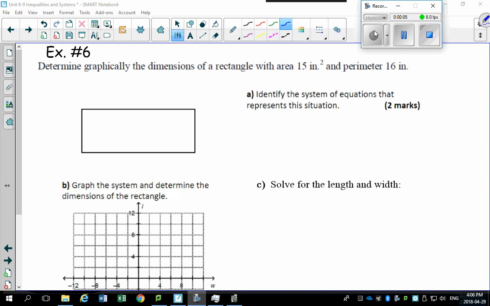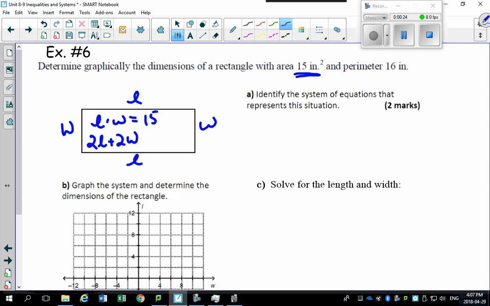It says, determine graphically the dimensions of the rectangle with an area of 15. Wait a second. Area means length times width. So length times width equals 15, looks like inches squared. And perimeter, which is length plus a length, width plus a width, so 2 lengths plus 2 widths, has to equal 16 inches. Oh my goodness.